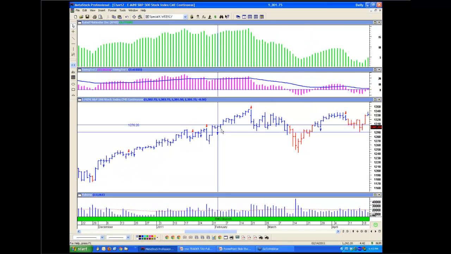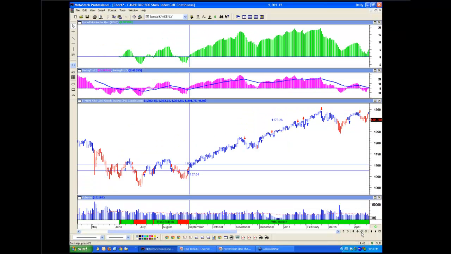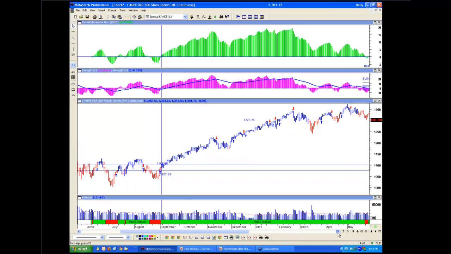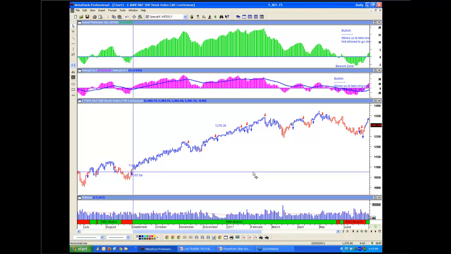I want to point out a couple of things because I'm fairly familiar with this chart. I'm hoping that gives you a good overview of how to manage your stops. This thing isn't perfect. Nothing is. But I want to point out a few things on Spider because I'm sure it's going to be very similar to Diamonds. And here's what I want to say.